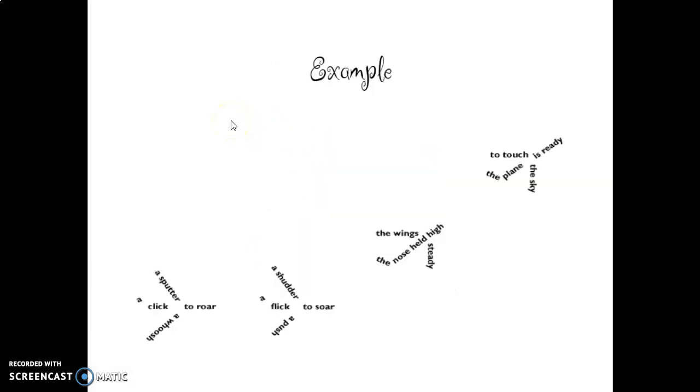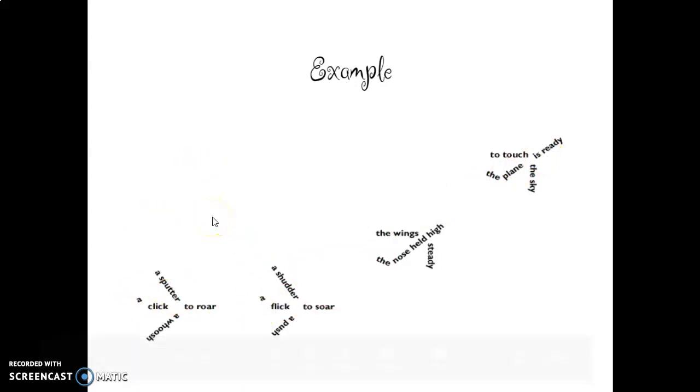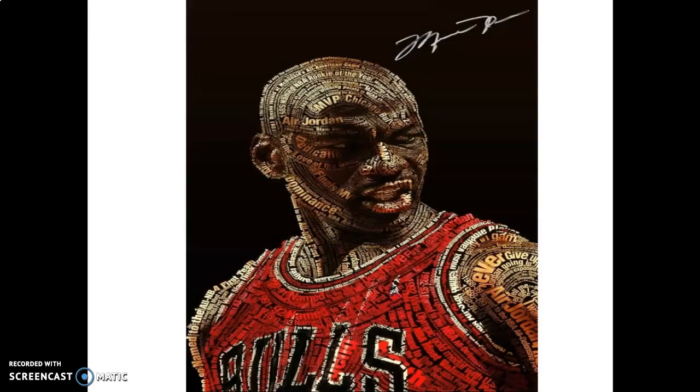This is one of my personal favorites. Again, I would assume this starts sort of left to right, and you have a plane that is taking off. So it could read a click, a sputter, a whoosh to roar, a flick, a shudder, a push to soar, the winds steady, the nose held high, the plane is ready to touch the sky. So again, how you kind of work through it and read it, really cool because it's open to interpretation.